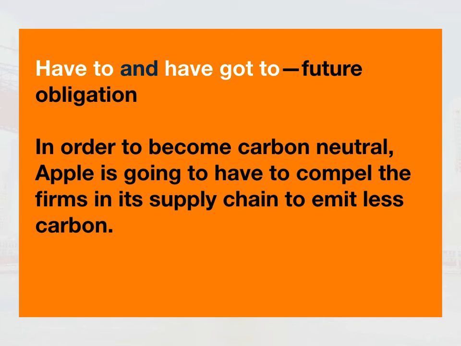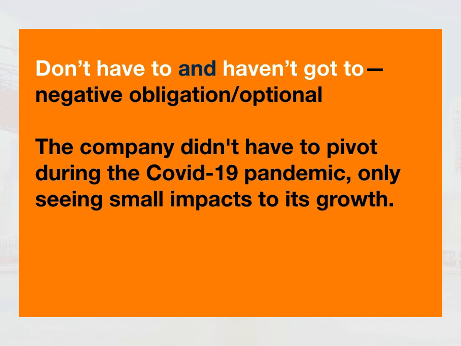Now, the negative. Don't have to and haven't got to. We can think of this as negative obligation or something being optional. For example, the company didn't have to pivot during the COVID-19 pandemic, only seeing small impacts to its growth. Didn't have to. It was not necessary.